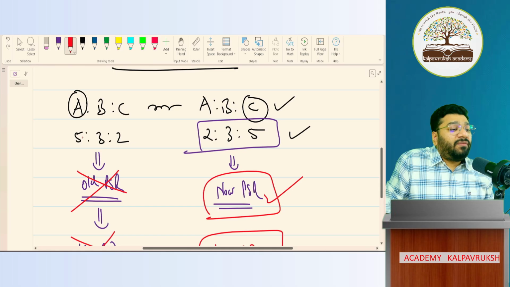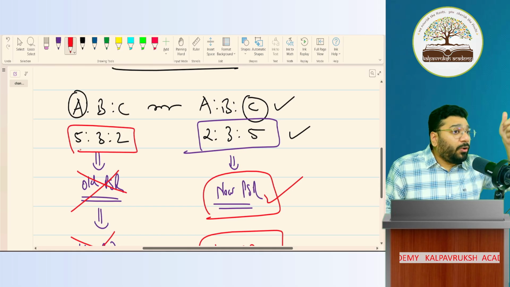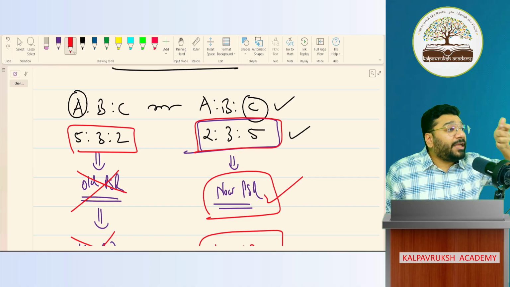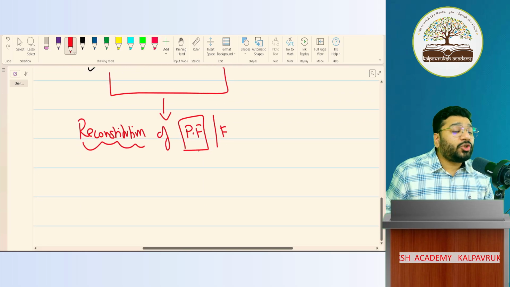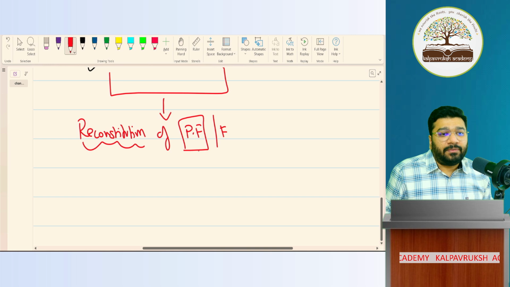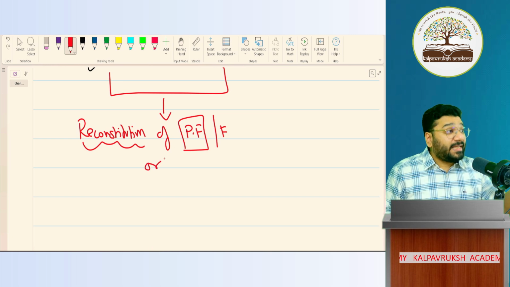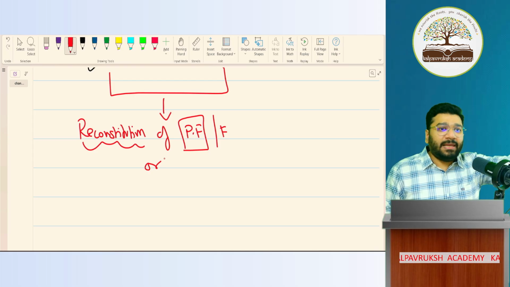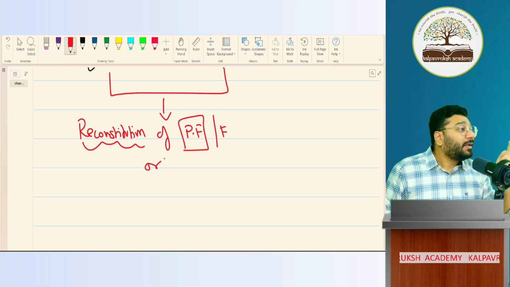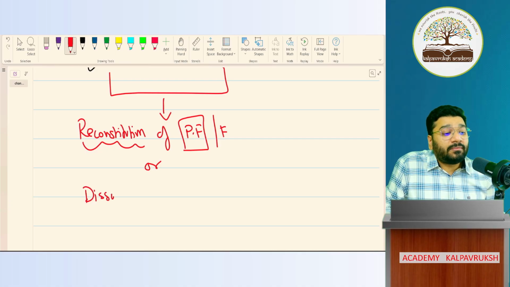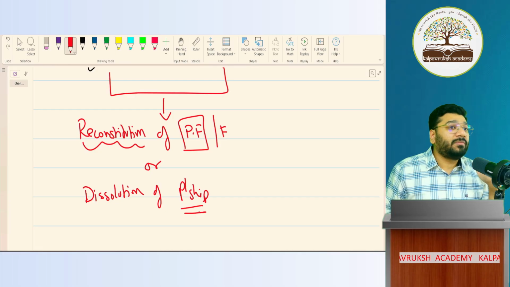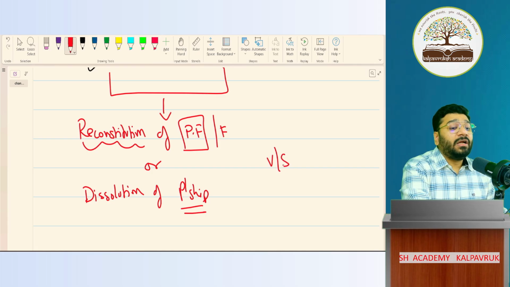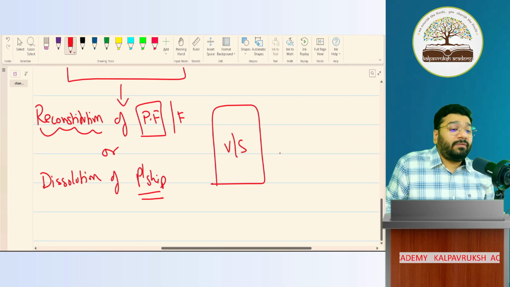The firm was initially sharing the profit in this ratio. Now the profit is shared in the new ratio. So the entire ratio we have rearranged, reconstituted. That's why the term is reconstitution of partnership firm or firm. There is one more name given to this. Like how you have multiple names, you have a nickname, this also has a nickname. The nickname is dissolution. Dissolution of partnership only. Don't add the word firm here. If I add the word firm, saying dissolution of partnership firm, then what will happen?